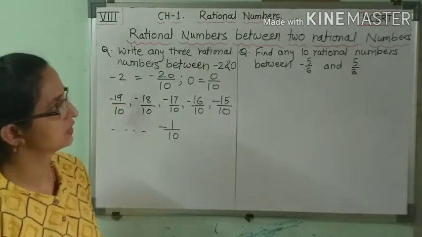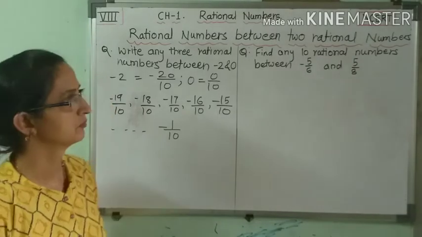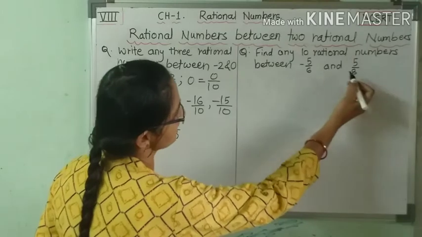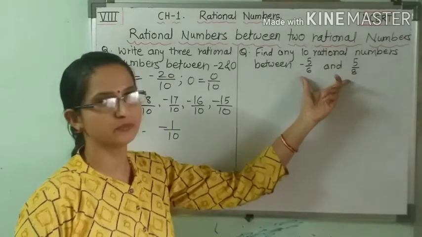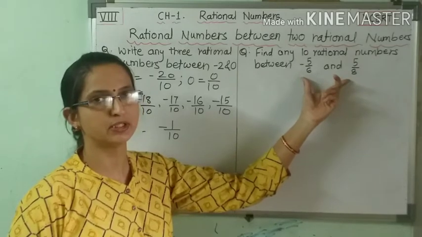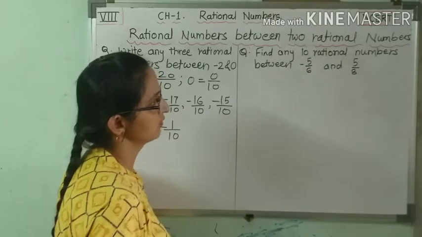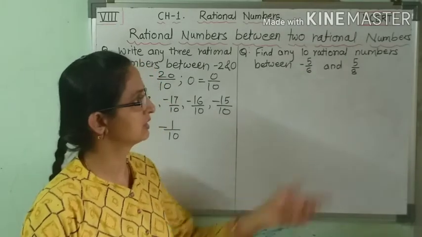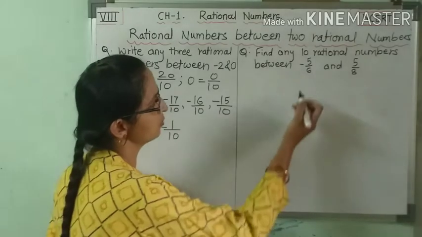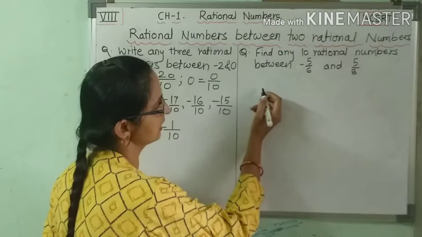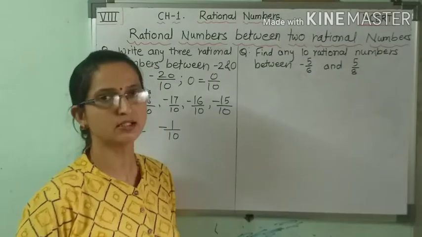Find any 10 rational numbers between -5 upon 6 and 5 upon 8. Here we have to make the denominators equal. For making the denominator equal, we have to find the LCM of 6 and 8. The common multiple of 6 and 8 is 24, since 6 4s are 24 and 8 3s are 24.